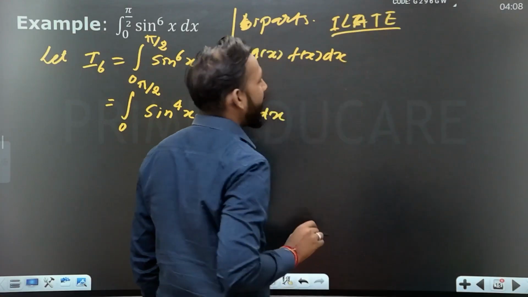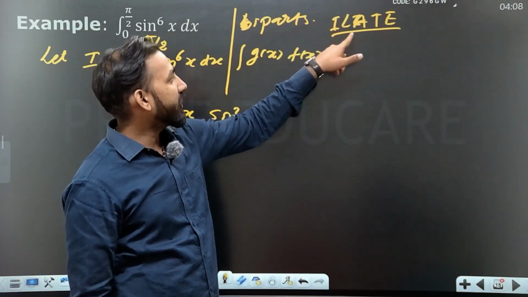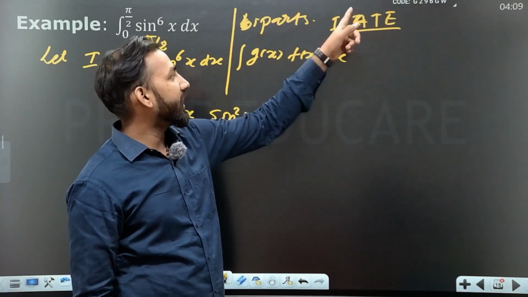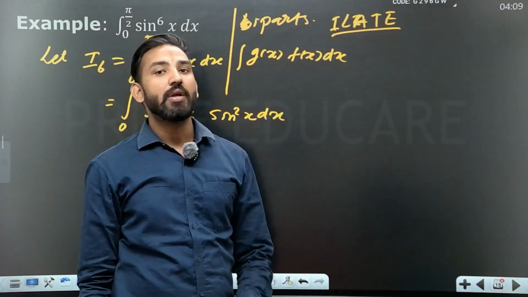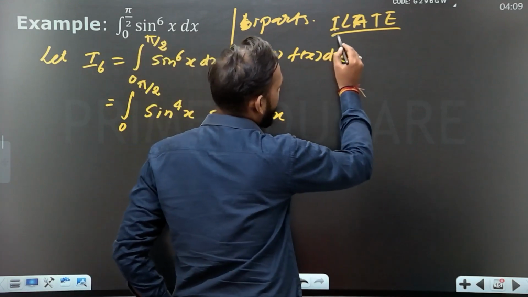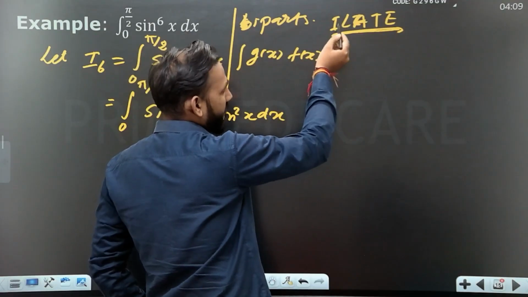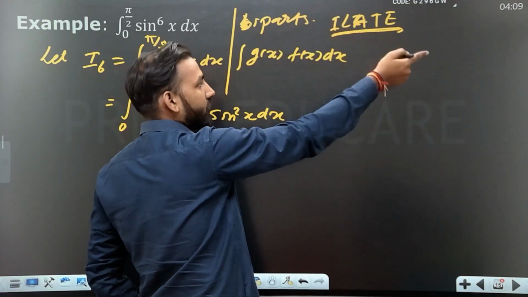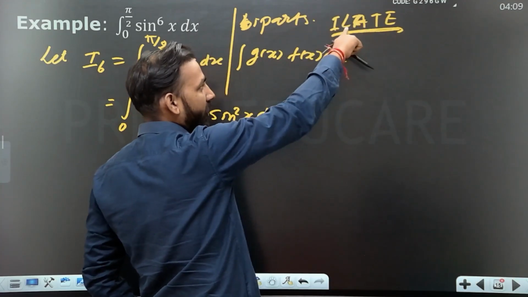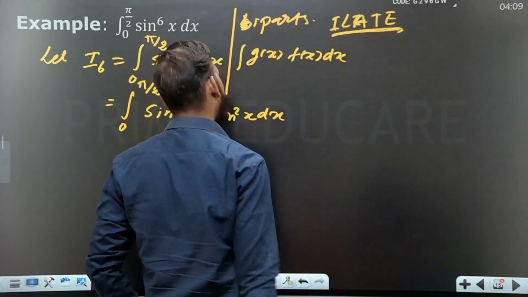I means inverse function, L means logarithmic, A means algebraic function, T means trigonometric function, and E means exponential function. Then we have to order these functions in this way. If we have an inverse function, we give it number 1. Then if we have a logarithmic function, we give it the next number, and so on.